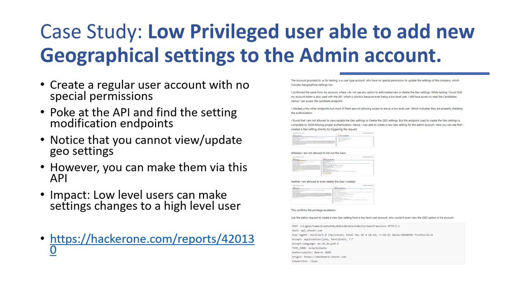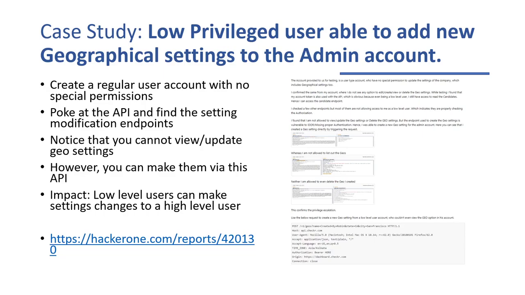This is the last one before we get to our bonus ones. I'm really excited about the bonus ones. So: low-privileged user able to add new geographical settings to the admin account. Once again, this is a permissions one. So create a regular user account with no special permissions. You would also have your admin account. This person then poked at the API to find some of the setting modification endpoints. Now, the easiest way to do this practically is to log onto the admin account and click every single button to basically populate Burp full of endpoints.